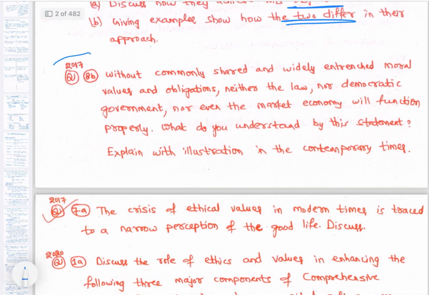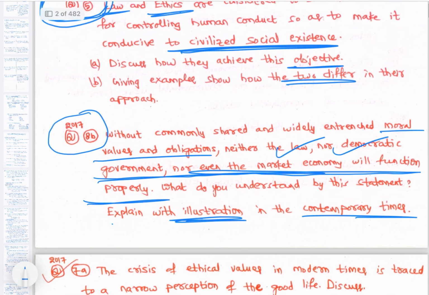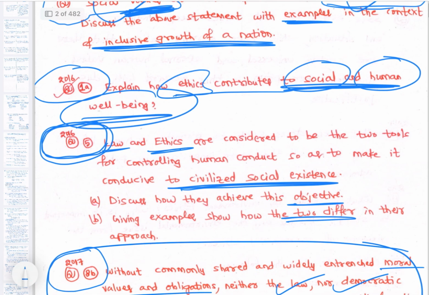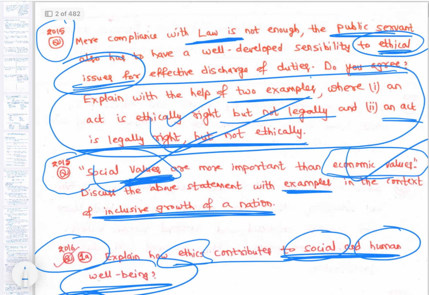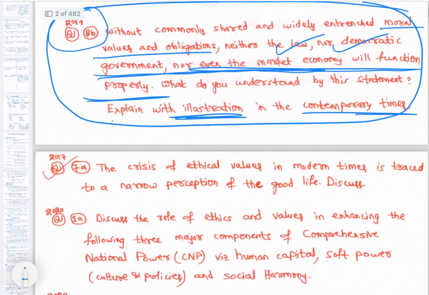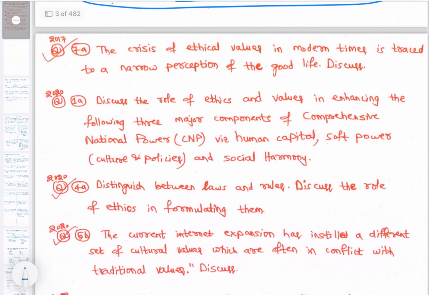Then in 2017 there is a question, that is, without commonly shared and widely entrenched moral values and obligations, neither law nor democratic government nor even market economy will function properly. What do you understand by the statement? Explain with illustration in the contemporary times. Again this question is similar to the question asked in 2015, that is, mere compliance with the law is not enough. A public servant must have a well-developed sensibility to ethical issues. Similar type of question. So once we do the topic, you will understand all these questions properly. So first, let's understand how the questions are being asked.